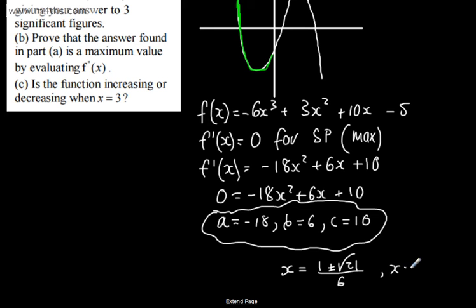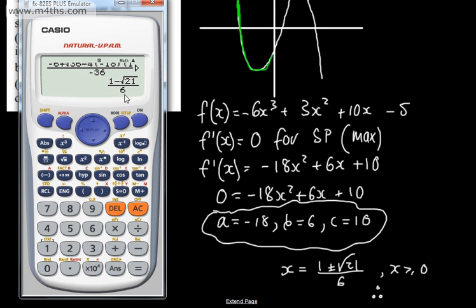We can say that x is equal to or greater than 0, therefore if we just look at this now, we've got 1 minus root 21 over 6. So we're going to need to change this over for the positive. So 1 plus root 21 over 6 is going to give us this value right here.